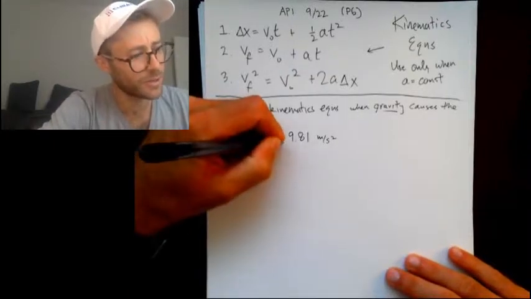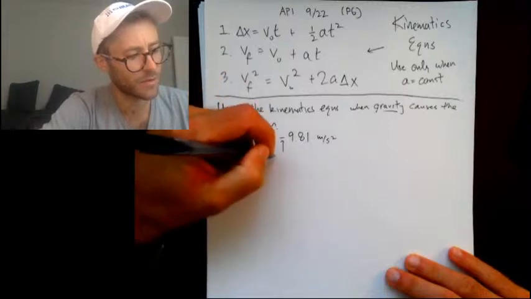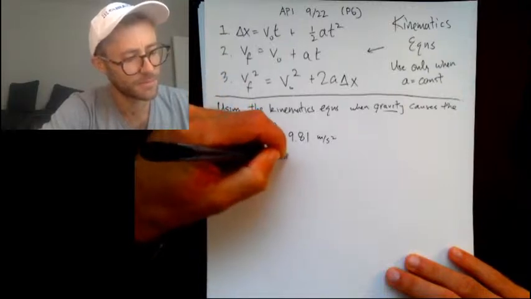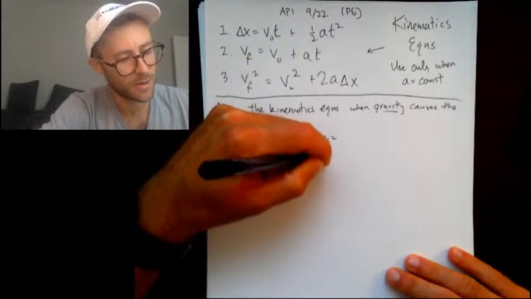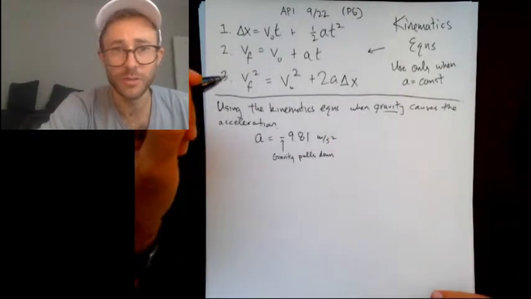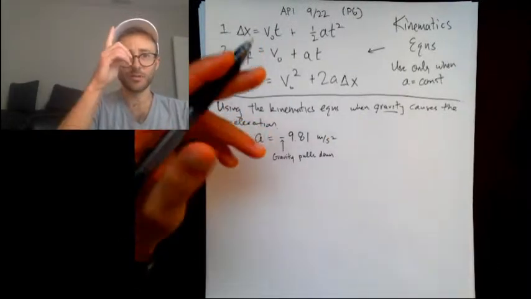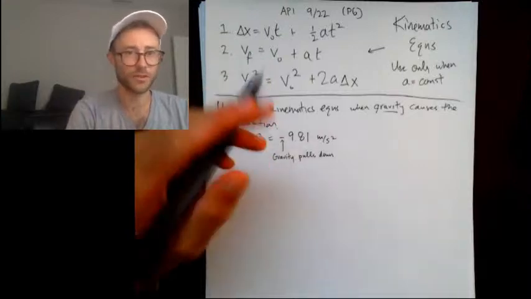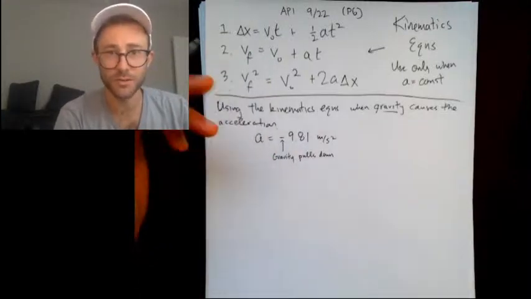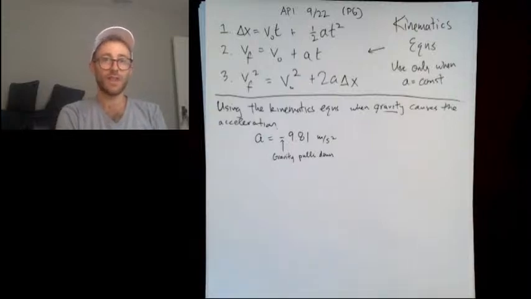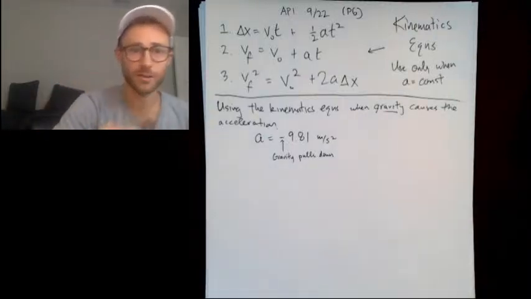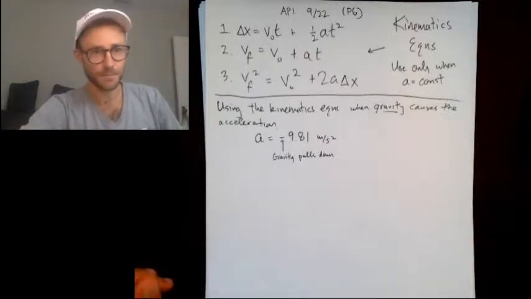Why is there a minus sign? There's a minus sign because gravity pulls down. Okay? And so we are going to be using the convention that upward is positive. So saying that a equals plus 9.81 meters per second squared is like saying that there's anti-gravity or being accelerated away from the surface, okay, which doesn't make any sense.